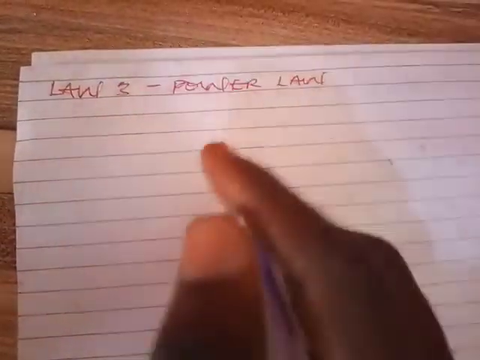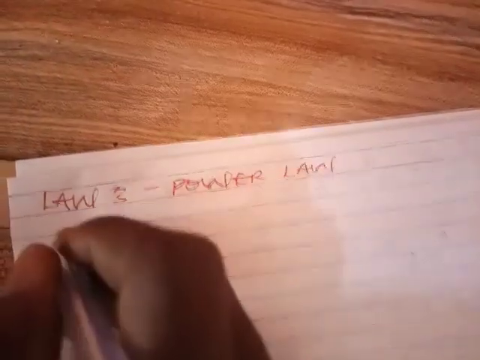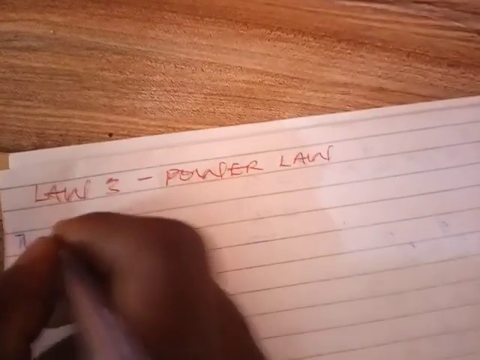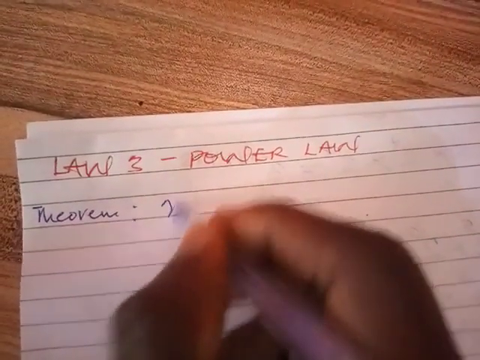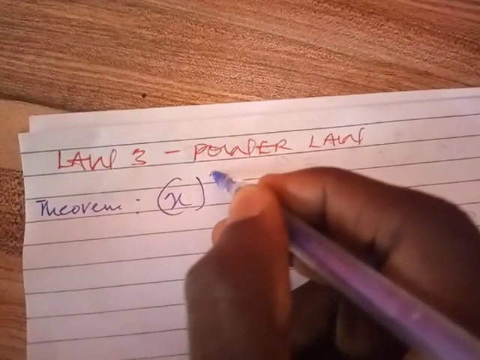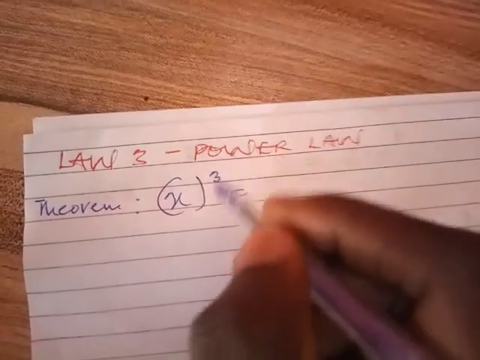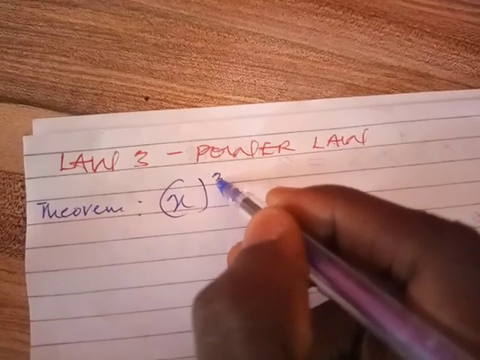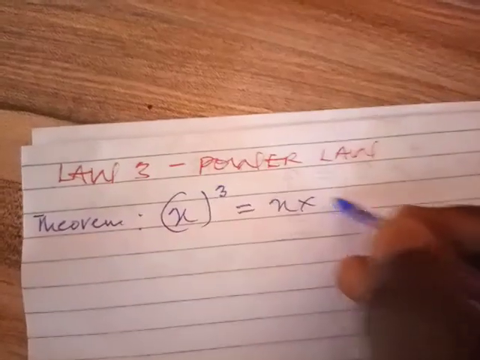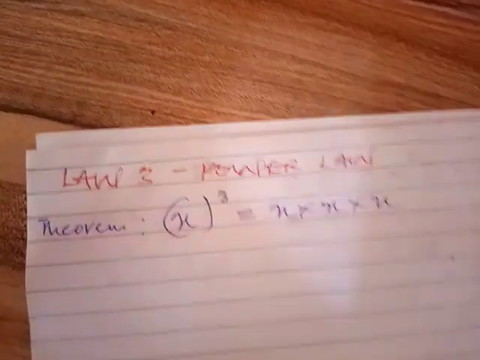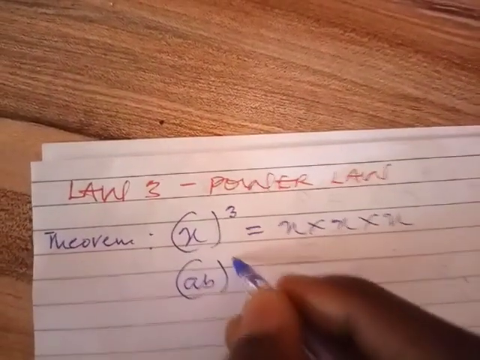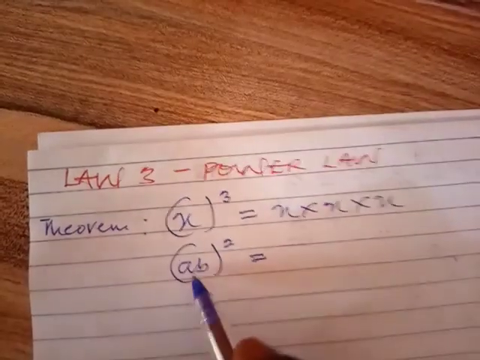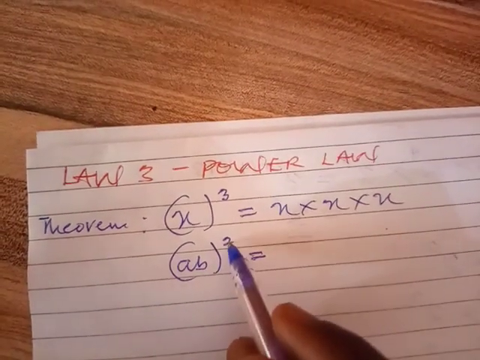Now law 3, I call the power law. The power law is saying that if you have, let's say, x exponent 3, it means the x here is being influenced by the power 3. So that's x by x by x. The same way, if you have ab exponent 2, it means ab here is being influenced by the power 2.